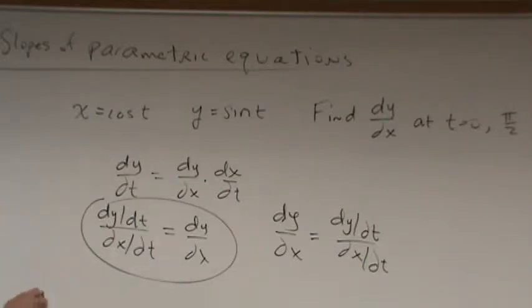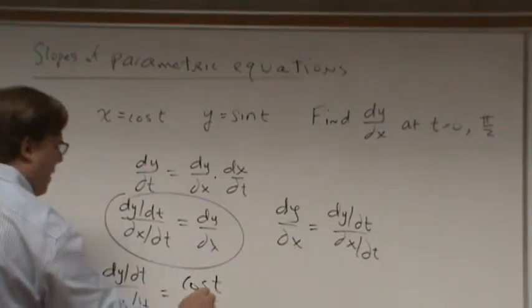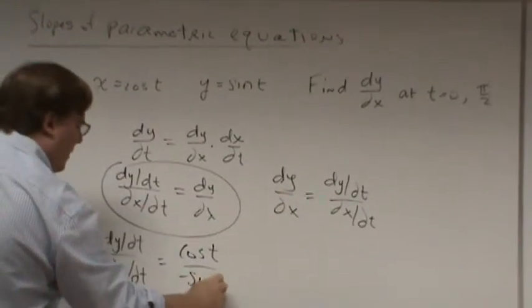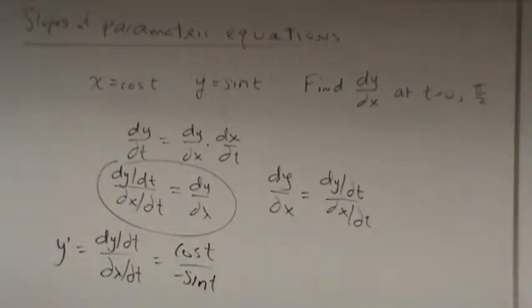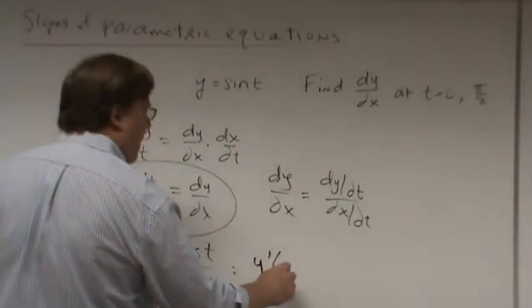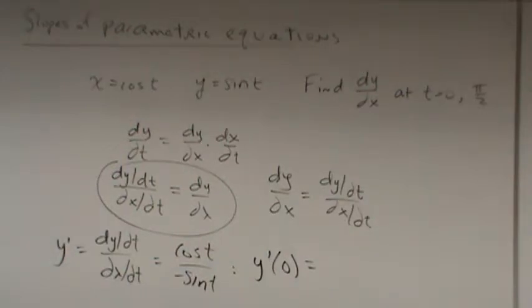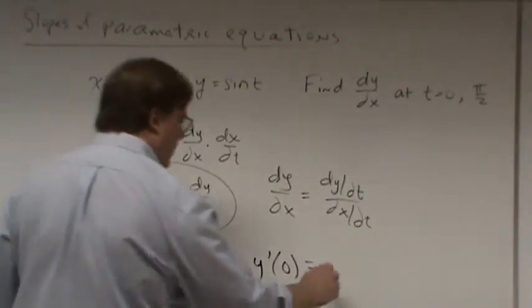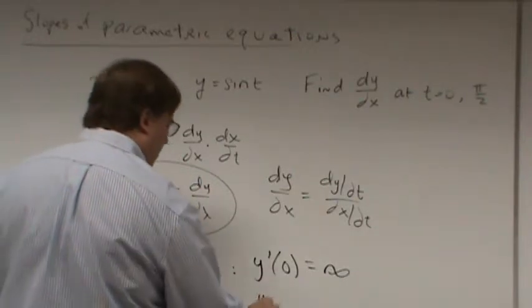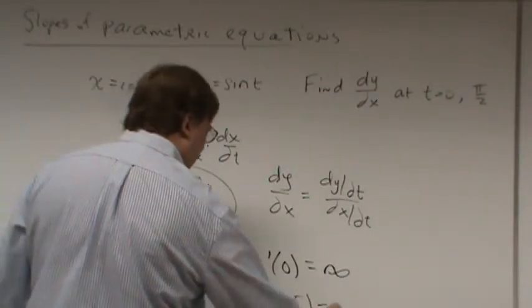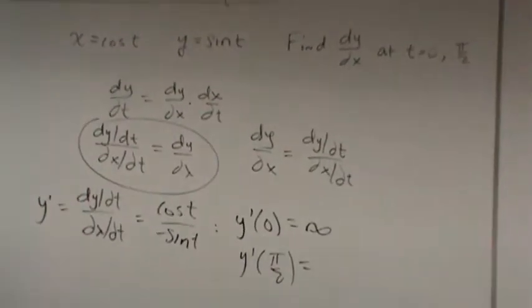So in this case, y prime is going to be dy dt over dx dt. And my dy dt is the cosine of t. And my dx dt is the negative sine of t, right? And so there we go. That's my expression for y prime. So y prime of 0 is going to be the cosine of 0 over the sine of 0, which is infinity or undefined. And y prime of pi over 2 is going to be the cosine of pi over 2 over the sine of pi over 2, which ends up being 0.